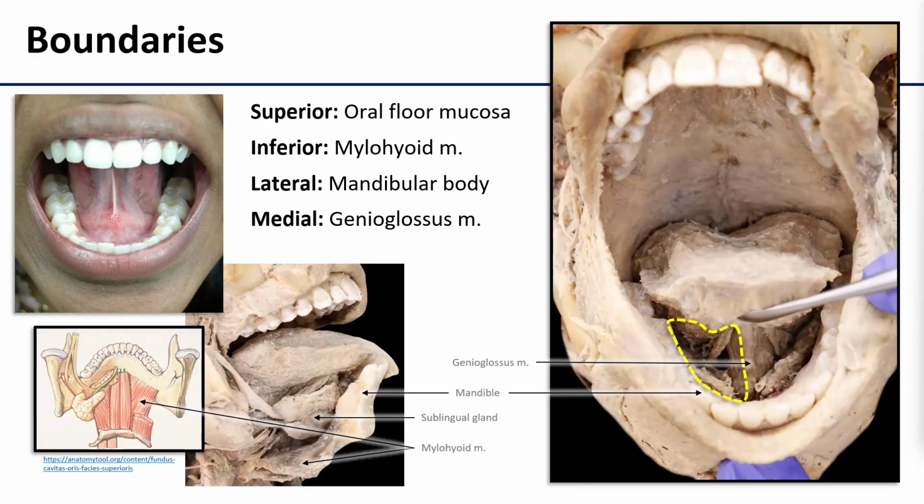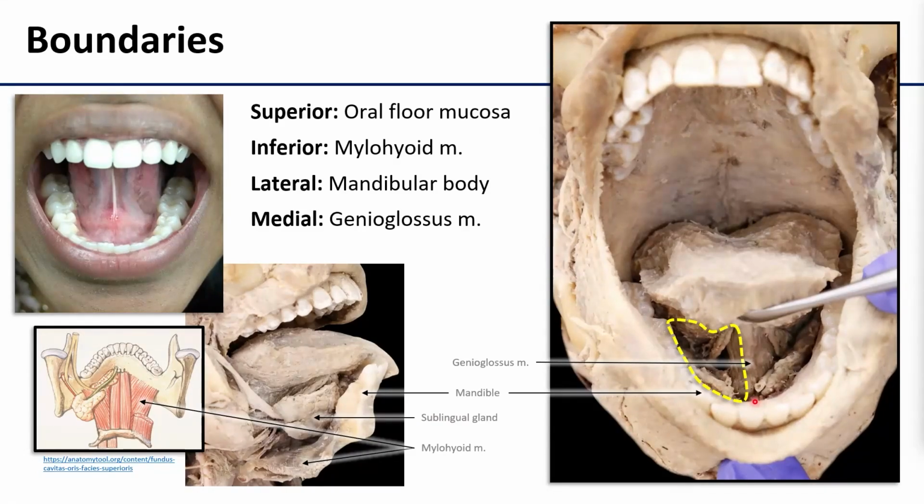So the sublingual space sits inferior to the tongue and deep to the mucosa that makes up the oral floor. It's part of the oral cavity, so it shares that inferior border of the mylohyoid muscle. So if we are looking at the images here, mylohyoid is right there. Okay, laterally then, if we follow it up here, it's going to be surrounded by the mandibular body that houses that lower tooth row. Okay, and then medially, its boundary is the genioglossus muscle.